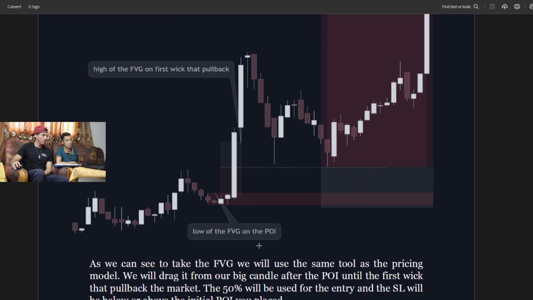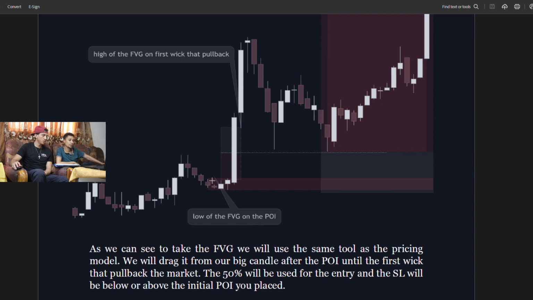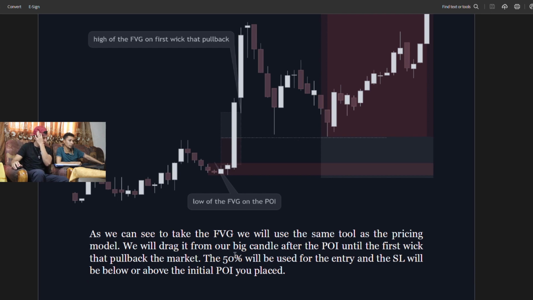So the low of the fair value gap on the point of interest, as you can see there, and there was basically a change of character or break of structure, and that's one of the 3, 4, or 5 possible things when identifying an order block. As you can see, to take a fair value gap, we'll use the same tool as the pricing model. Okay, so basically the same pricing model.